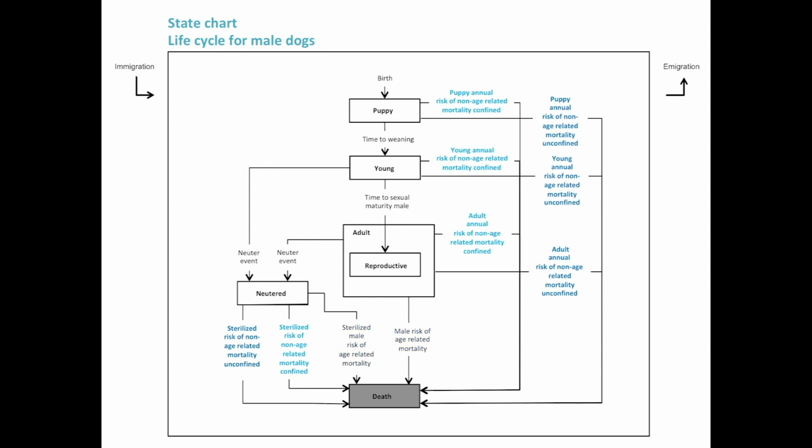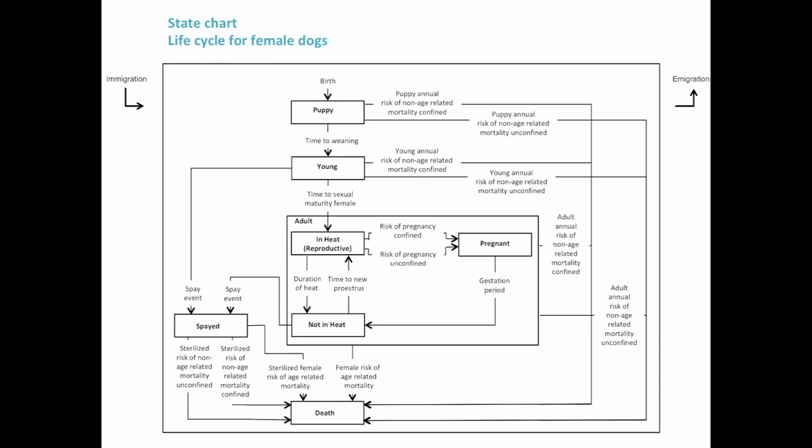Male dogs in the model could also transition to a neuter state from both the young and adult states if they were sterilized in the model. This virtual population of dogs was assumed to be open, with immigration and emigration. Immigration represented owned dogs who were acquired from outside the population area, and emigration represented those owned dogs who were given away outside the population area.